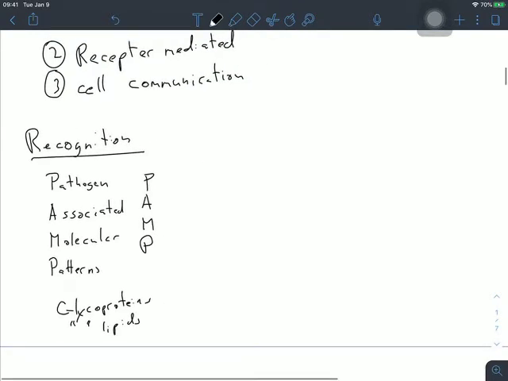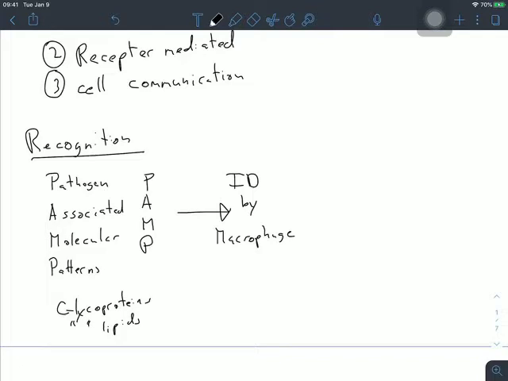When our body sees these PAMPs, they are identified by a macrophage. Which are our mobile defenders. They move around. And the macrophages are able to recognize things because they have something called a PRR, or pattern recognition receptor.